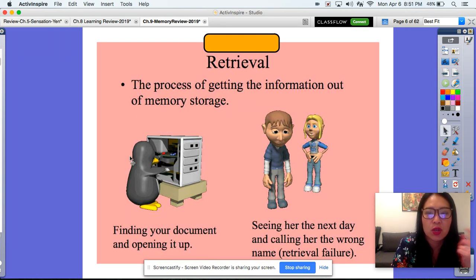So when you first encode something, so let's say you're listening to a lecture, if you don't necessarily encode it correctly the first time, it's going to be really hard for it to go into storage and then obviously to retrieve it. So the encoding part is really important, but also are all 3 steps.